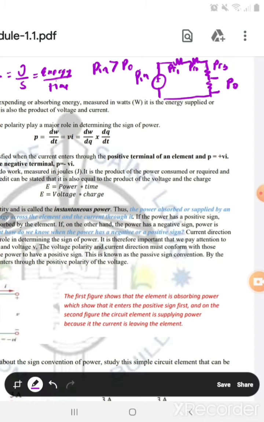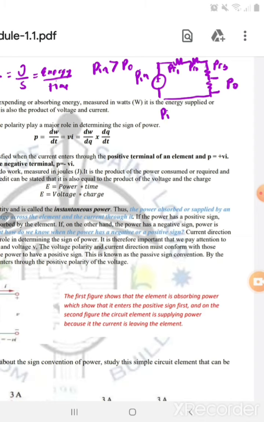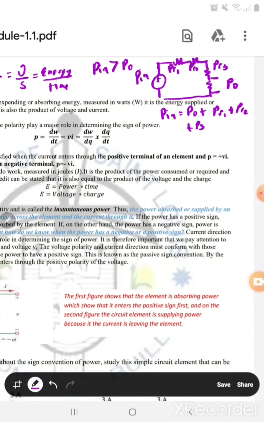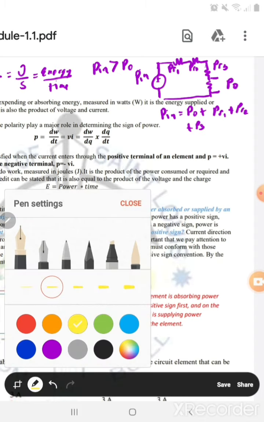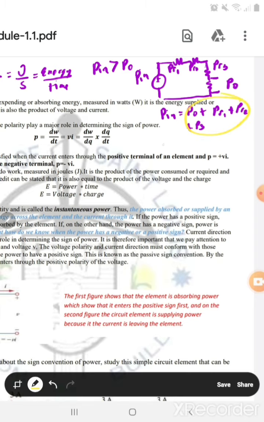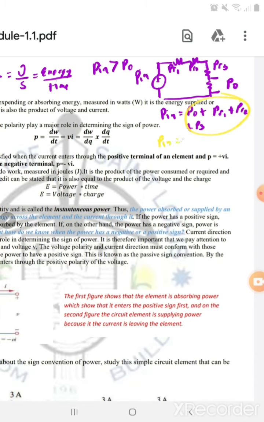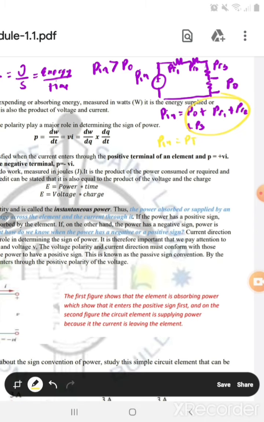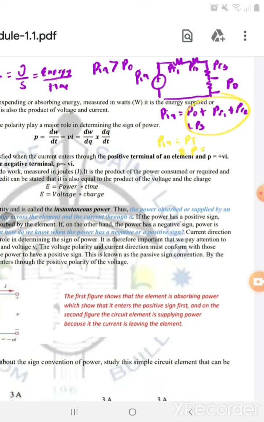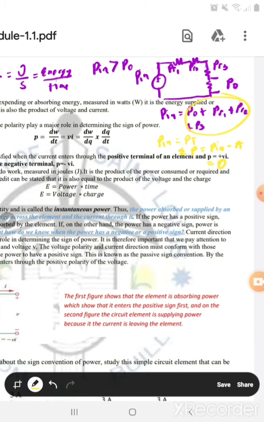Based on the conservation of energy, we have P in is equal to P out plus PR1 plus PR2 plus PR3, which we denote as your P total. So therefore, I may say that my P in is equal to P total. So if you get the summation of your P, we have P in minus PT is equal to 0. Okay?